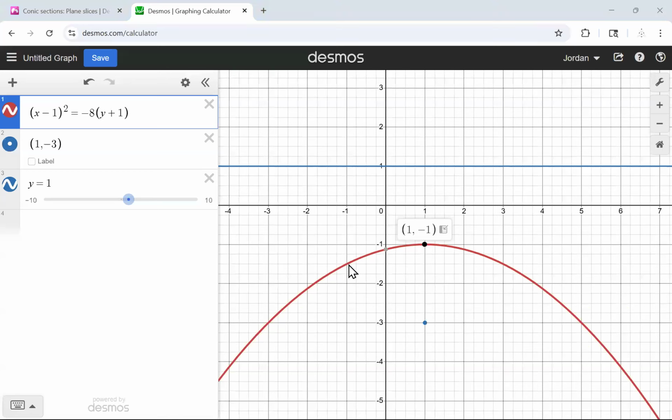Here is that parabola. I've graphed it in red. The vertex obviously is at (1, -1). Y equals 1 is the directrix. The focus is at (1, -3). Again, that focus is a very important part. It's not a point on the parabola, but it's definitely related to that parabola.